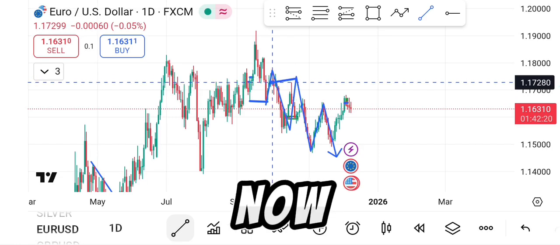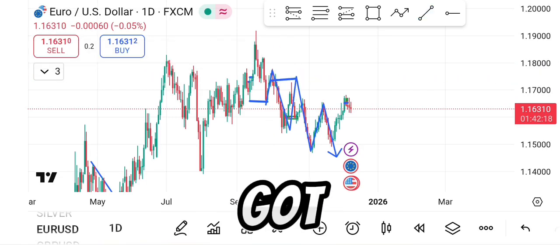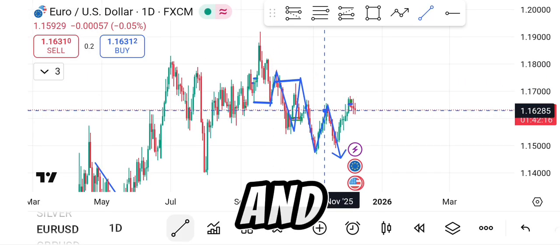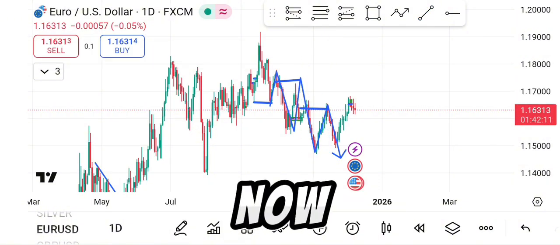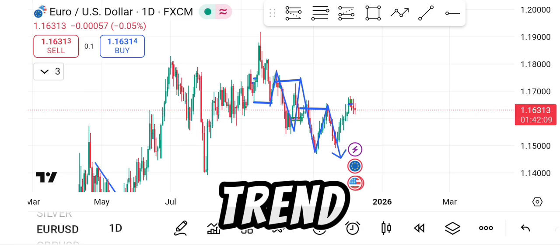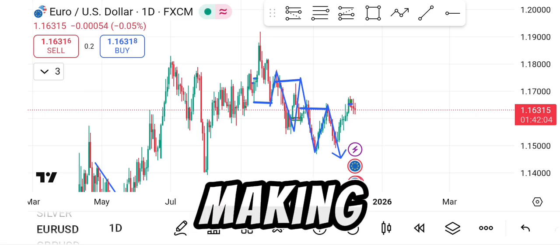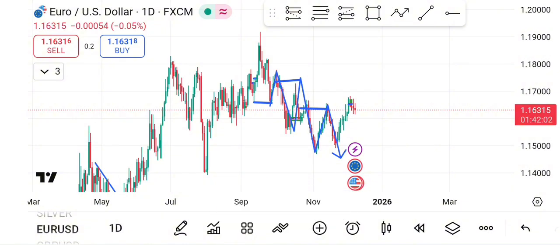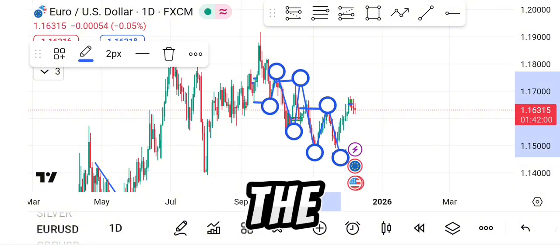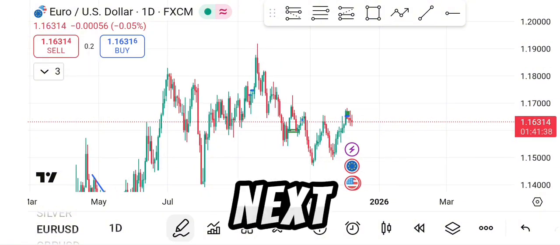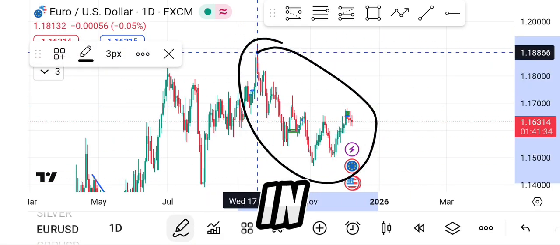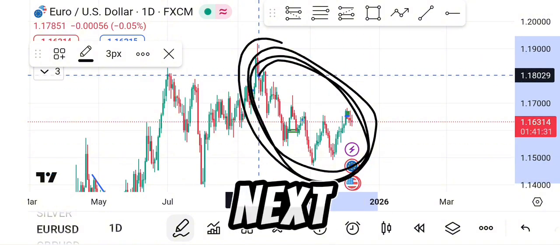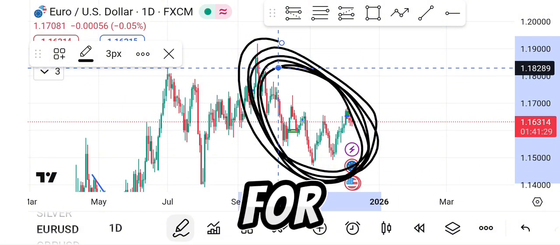So let's mark this out now. We got that, and we have this, signifying that we are now in a bearish trend. We've moved from a bullish trend to a bearish trend because now the market is making lower lows and lower highs. Do you get that? So now we'll move to the next. The next thing I did when I confirmed that we are now in a bearish trend was I started looking for sell entries.